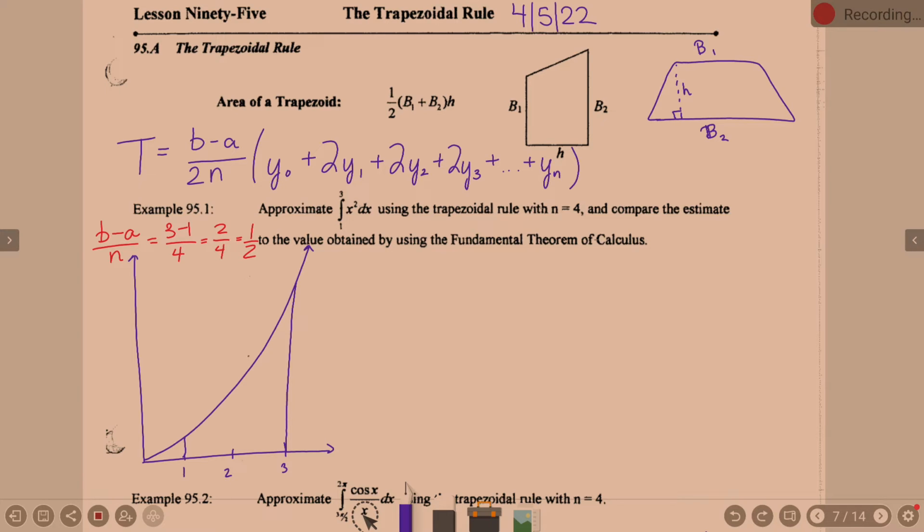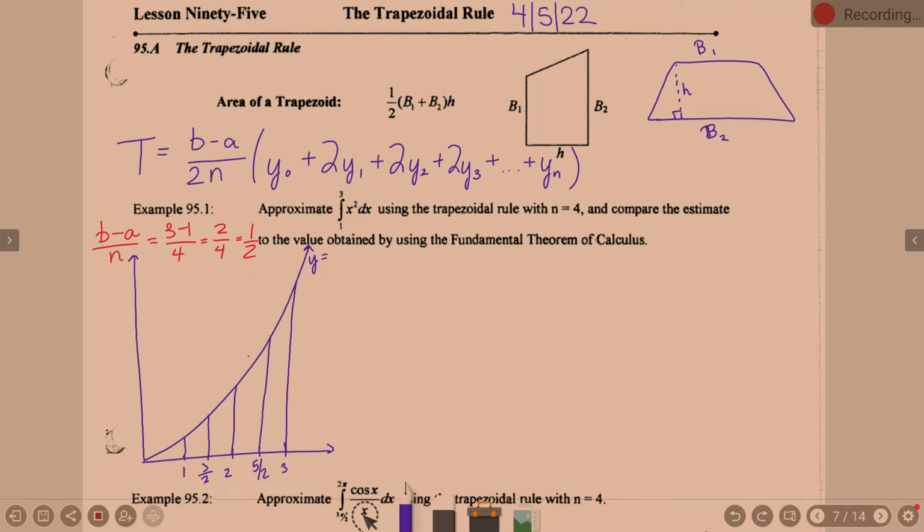So let's go ahead and label our intervals. If each interval is 1/2 wide, then we're going to have 1. In between 1 and 2 is 3 halves, which is 1.5. Then 2, and in between 2 and 3 is 5 halves, or 2.5, if you will. Those are my rectangles, or excuse me, trapezoids.